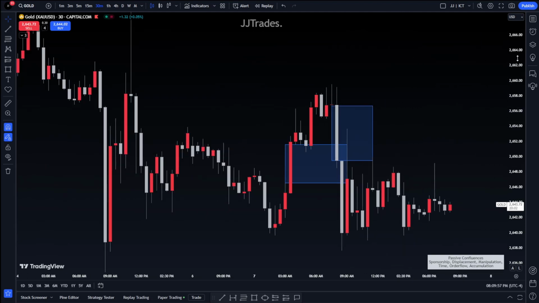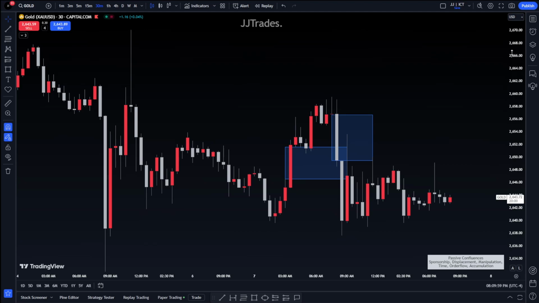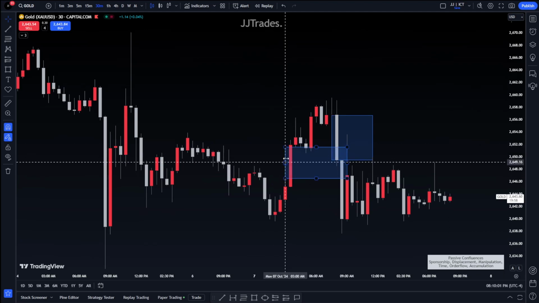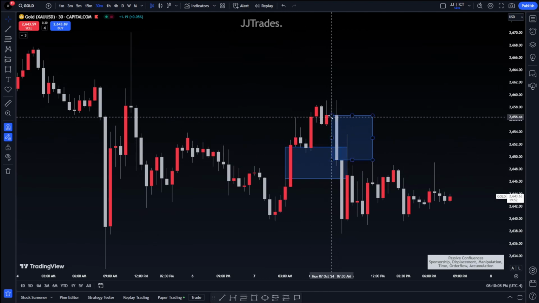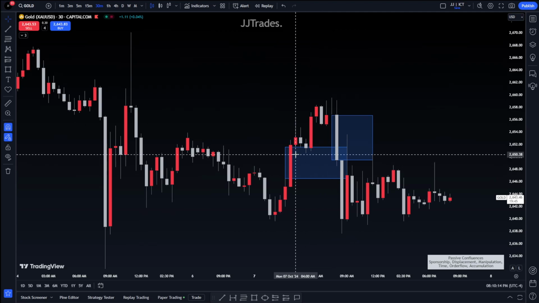But price is always going to be rebalancing imbalances, and these are forms of imbalances, okay? There's way more imbalances, there's way more than just fair value gaps. But this is a type of imbalance, okay? There's volume imbalances, there's fair value gaps, there's even way more. There's liquidity voids, there's opening range gaps. There's so many imbalances in the market, okay?